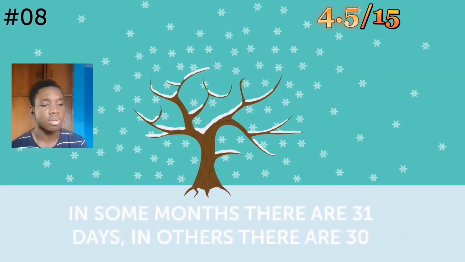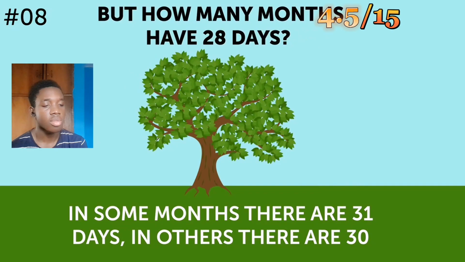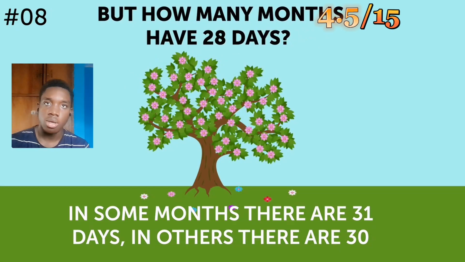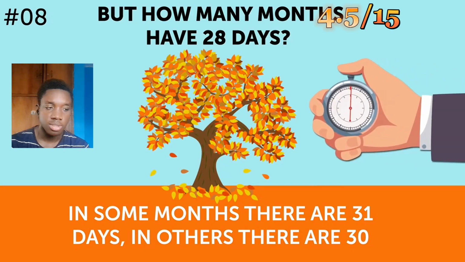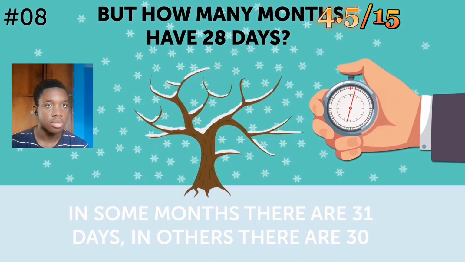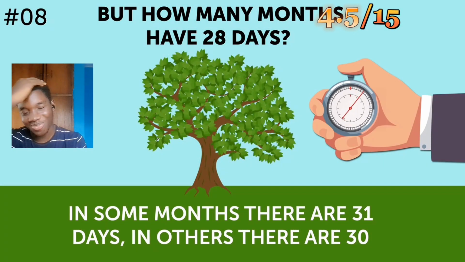Since there are 31 days in some months, and in others, there are 30. But how many months have 28 days? Well, come on, you know this one. You've got 10 seconds to remember. Oh, 28 days altogether, and all the months have 28 days.